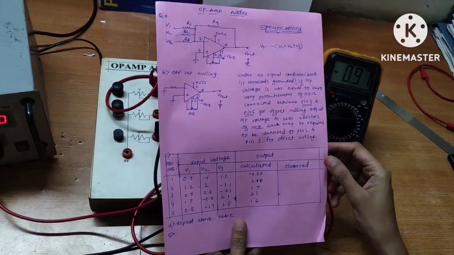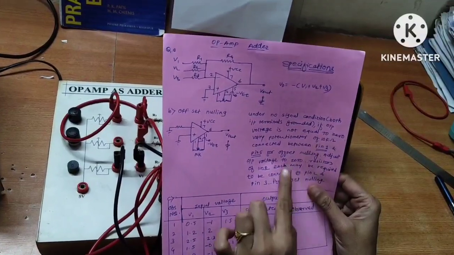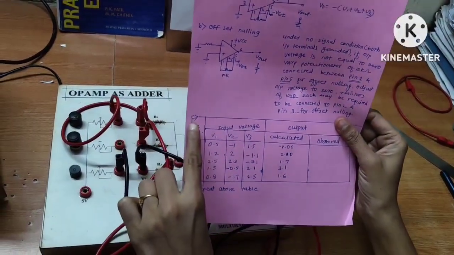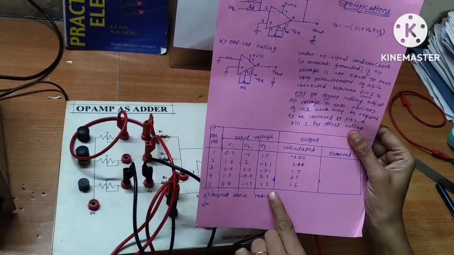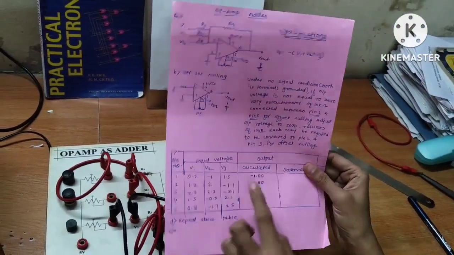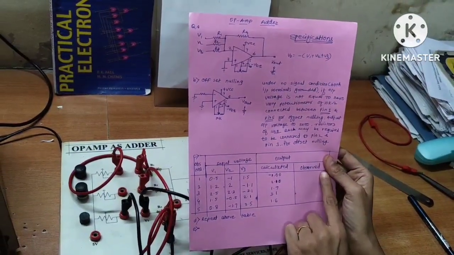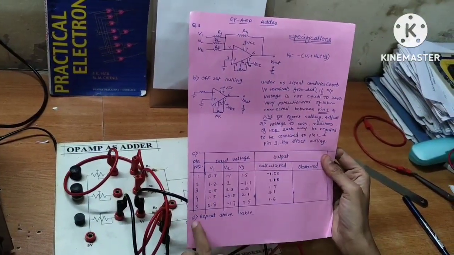Okay. Now in the second question we have already performed offset nulling. This is the C question. We have completed all this part, and in the D question you have to write the expected, that is calculated value, and observed value. So you can repeat this table in part D.